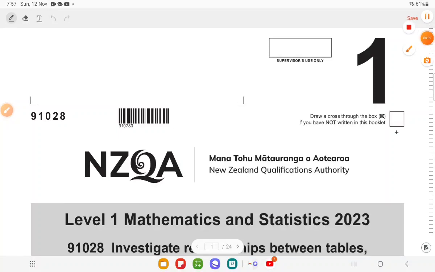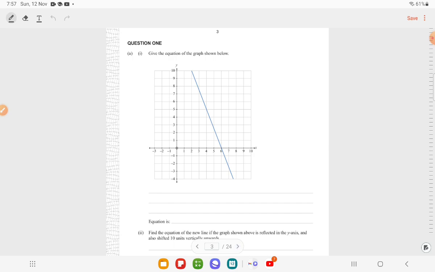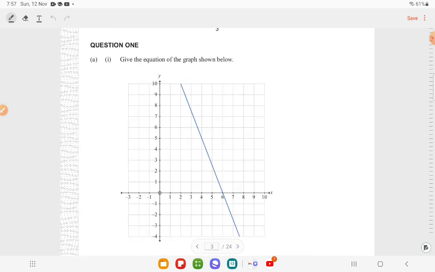Hello, welcome to the 2023 Level 1 exam walkthrough. Let's get right into this. Give the equation of the graph shown below.